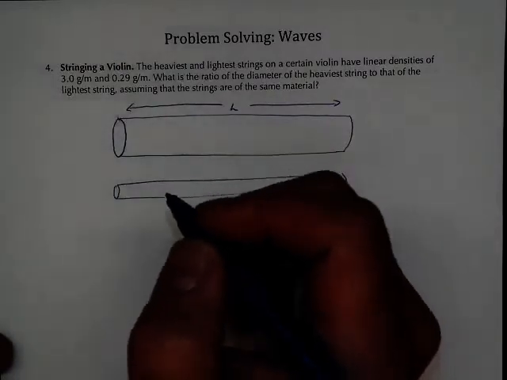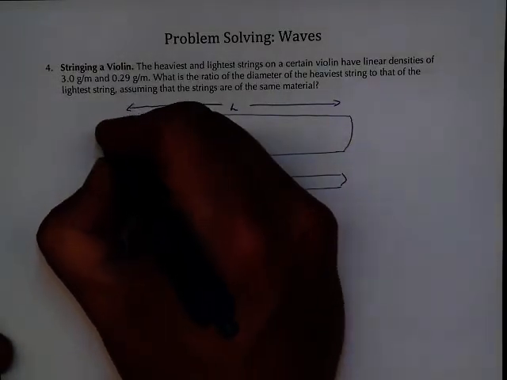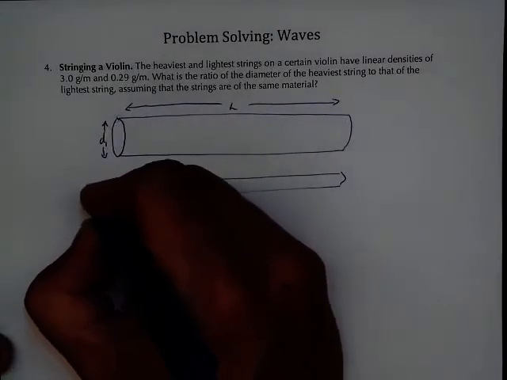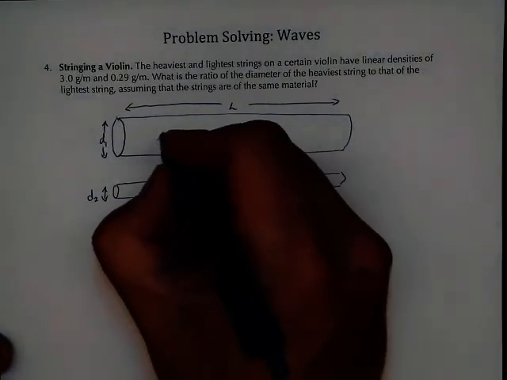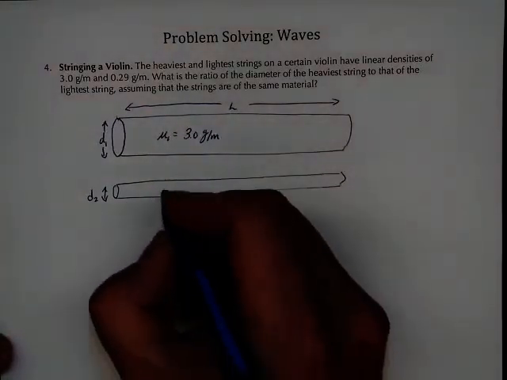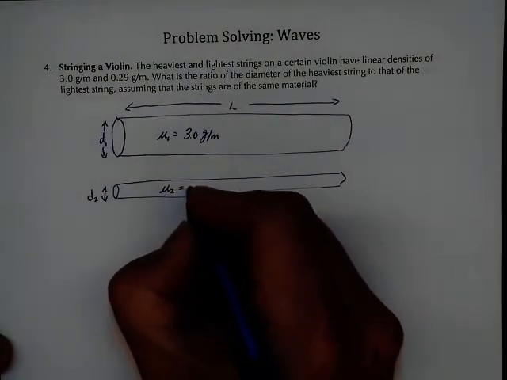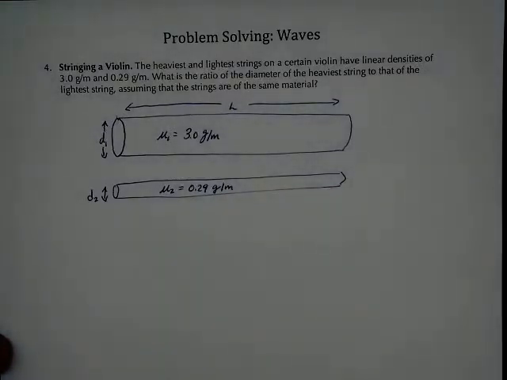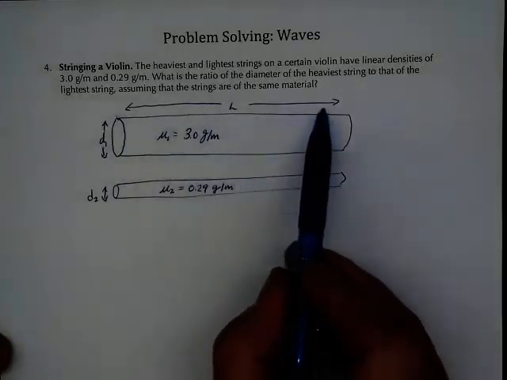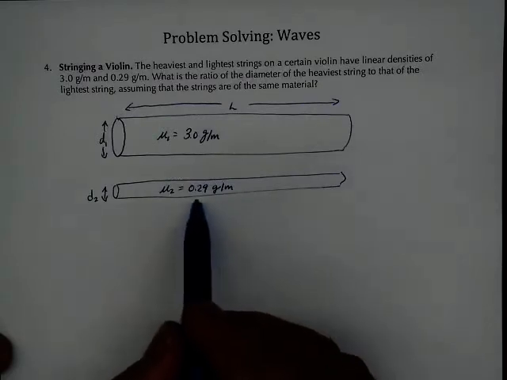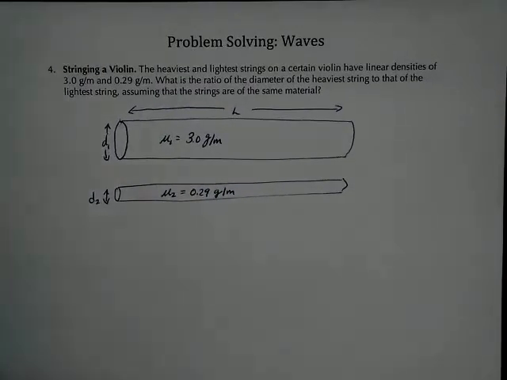But they're both going to be the same length if they're on the same violin. But string 1 has one diameter, and string 2's diameter is smaller. I know that the mass density of string 1 is 3 grams per meter, and the mass density of string 2 is 0.29 grams per meter. So if I want to know the ratio of the diameters, if I had, say, 1 meter of length here, that means string 1 is going to have a mass of 3 grams, and string 2 is going to have a mass of 0.29 grams.